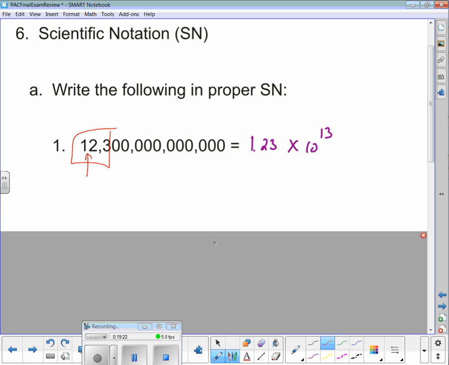Then we have to figure out the power for the 10, and you simply count how many times the decimal point moved. It started here. 1, 2, 3, 4, 5, 6, 7, 8, 9, 10, 11, 12, 13 places. Therefore, the exponent is 13. 1.23 times 10 to the 13th.